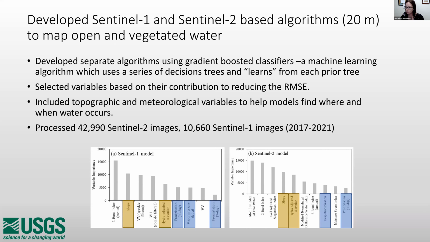And so on the bottom here, you can see these are the variables selected in the Sentinel-1 and Sentinel-2 models with the variable importance on the y-axis. But I just included this, not expecting you to read sideways here. But in brown here, these are the variables that are topographic variables that were selected. And in blue here are the meteorological variables that were selected. And the other ones are just kind of spectral and backscatter variables. So both of those types of variables did seem to be consistently selected by the models. So the models seem to find them helpful. And then we applied those models across the 12 areas for a 5-year time period from 2017 through 2021. And in doing so, processed close to 43,000 Sentinel-2 images and about 10,500 Sentinel-1 images.